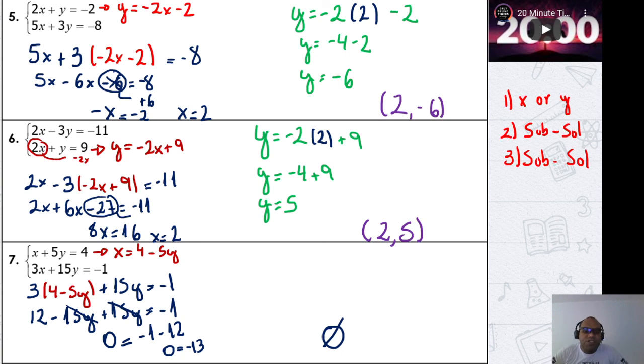Great, no solution. I don't have any solution because 0 equals negative 13. False. That means no solution. I don't have any result. If I have the same result, guys, then infinite solutions. Remember, we had this class: when I have different equality, no solution. The same equality on both sides, infinite solutions. Remember, guys, we have this class already.